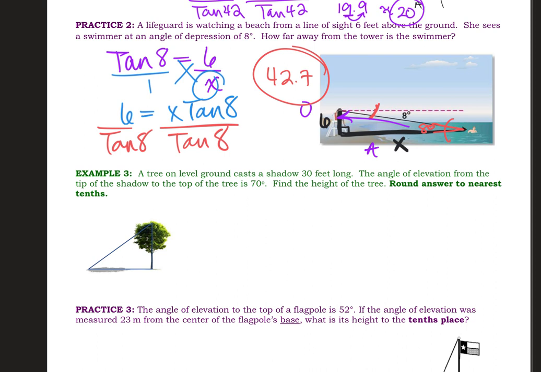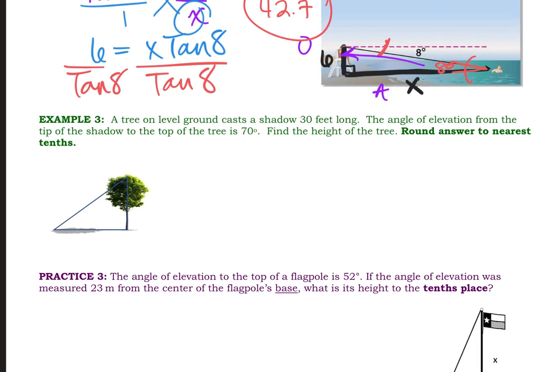All right, looking at the next one. The next one doesn't have the numbers. It gives you the numbers, they're just not placed on the picture. It says a tree on ground level casts a shadow that's 30 feet long. The angle of elevation from the tip of the shadow to the top of the tree is 70. Find the height of the tree. So what's 30? The shadow. Your shadow's always on the floor, class, okay? Shadow's down here when we see it. So there's your shadow. It's 30 feet, not 30 degrees.